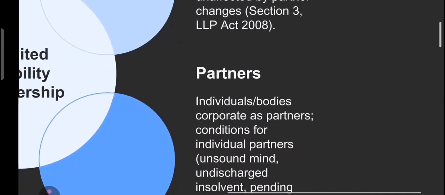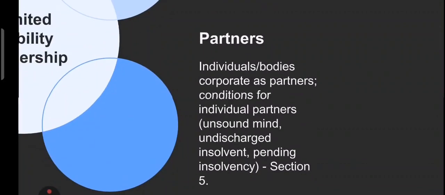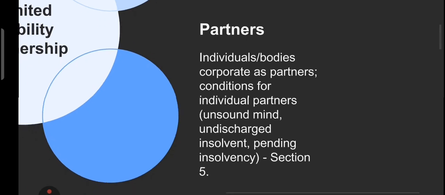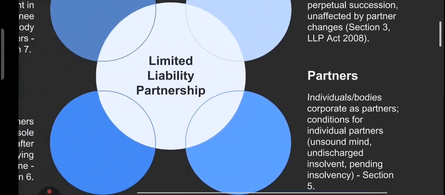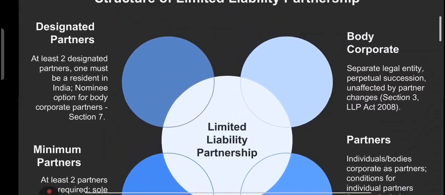Now what about the partners? An individual or even a company can be a partner in an LLP. However, there are a few restrictions, like a person can't be a partner if they are insolvent, if they are of unsound mind, or if they are legally restricted from doing so. So this structure ensures that LLPs are flexible yet legally sound, simple, efficient and modern.